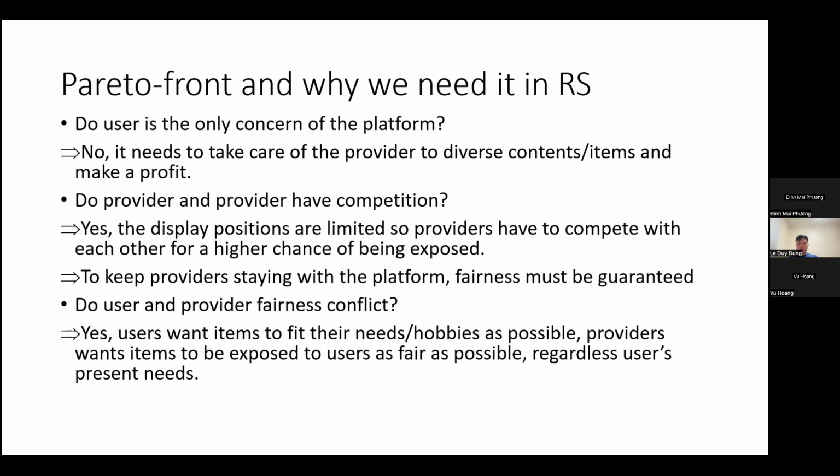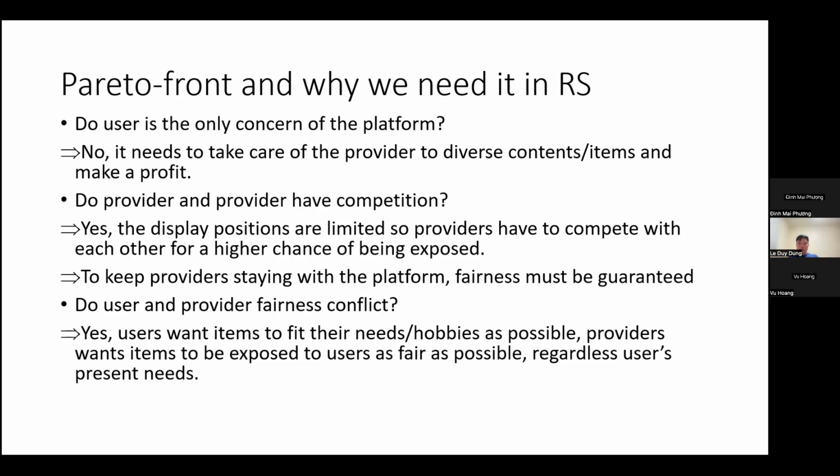And finally, you will see that provider fairness and user utility will have some conflict. As a user, when you search for something, when you see a recommendation, you always expect that the list will understand you the most and fit your hobby the most. But some providers simply want every customer to know about their range, their items, which can be the famous or popular items on the platform. So obviously there is a conflict between the two objectives.